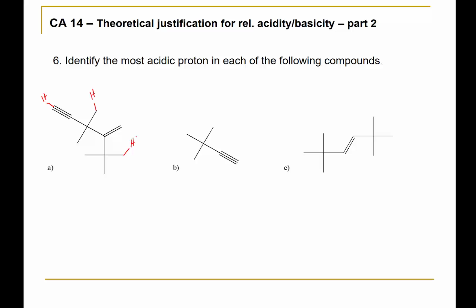And again, we have protons off of the CH3 groups, and we have protons off of this carbon-carbon double bond. In the case of molecule B, we have protons off of a CH3 group, and we have protons off of this carbon making the triple bond. And then finally, in this last molecule, we have these hydrogens.